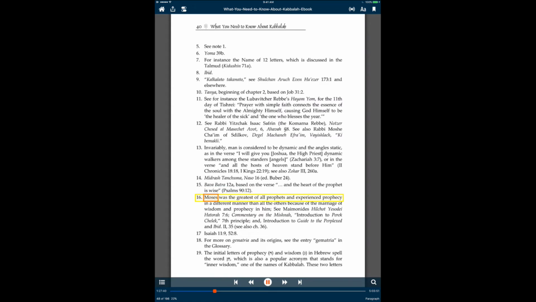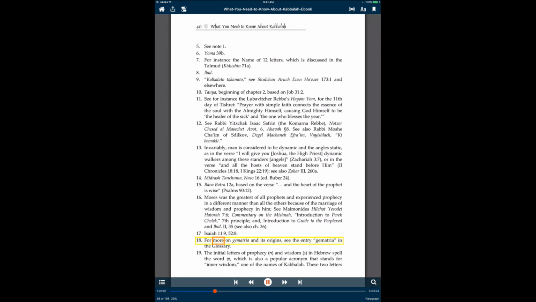16. Moses was the greatest of all prophets and experienced prophecy in a different manner than all the others because of the marriage of wisdom and prophecy in him. See Maimonides, Hilchot Yesodei HaTorah 7:6, Commentary on the Mishnah, Introduction to Perek Chelek, 7th Principle, and Introduction to Guide to the Perplexed, and ibid. 2:35, see also chapter 36. 17. Isaiah 11:9, 52:8.